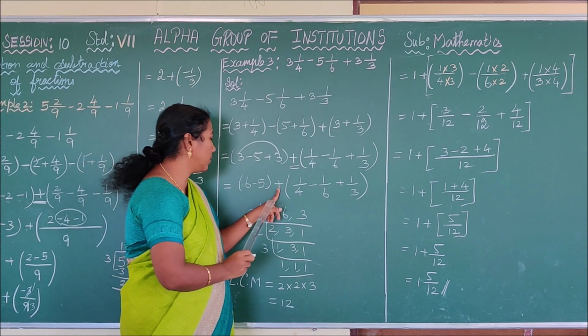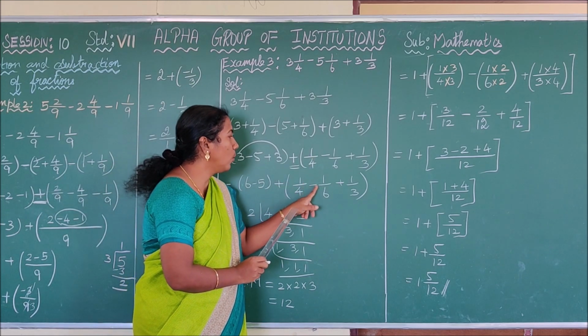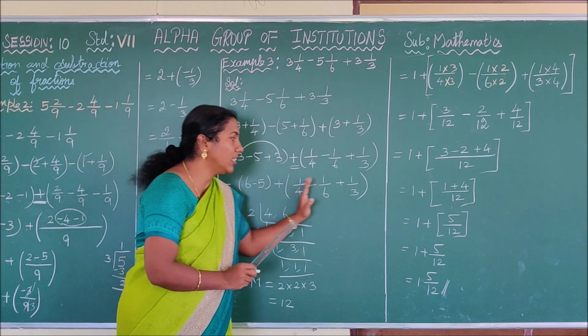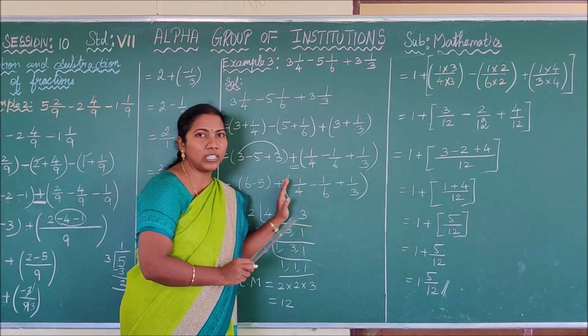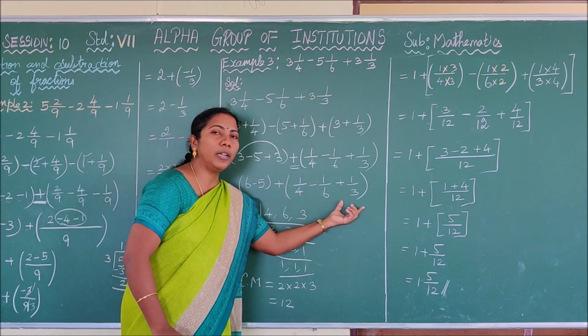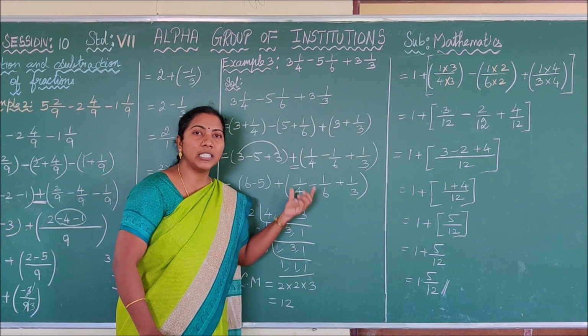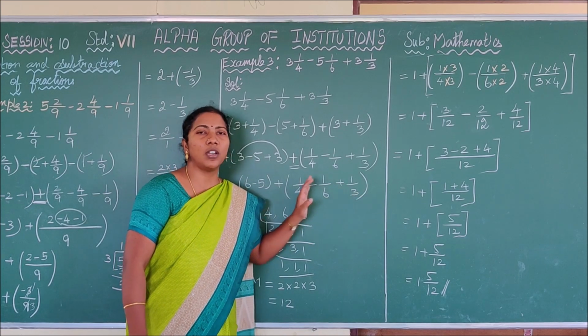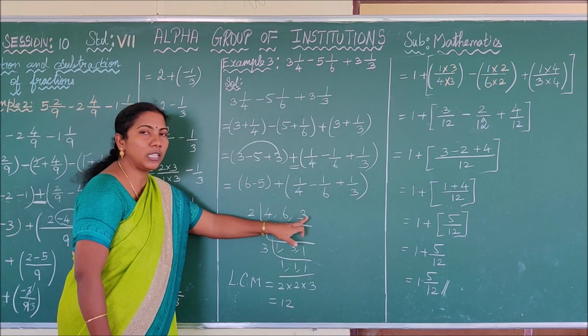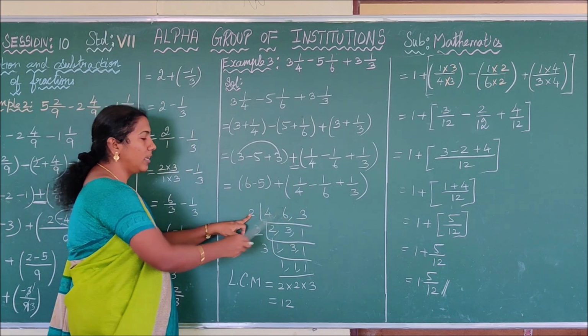Okay. See the next, plus 1 by 4 minus 1 by 6 plus 1 by 3. In order to add these fractions, that is, to evaluate these fractions, the denominators should be the same. In order to make the denominators the same, we have to take the LCM of these denominators. What are the denominators? 4, 6, 3. Yes, 4, 6, 3. First we are dividing the denominators by 2.